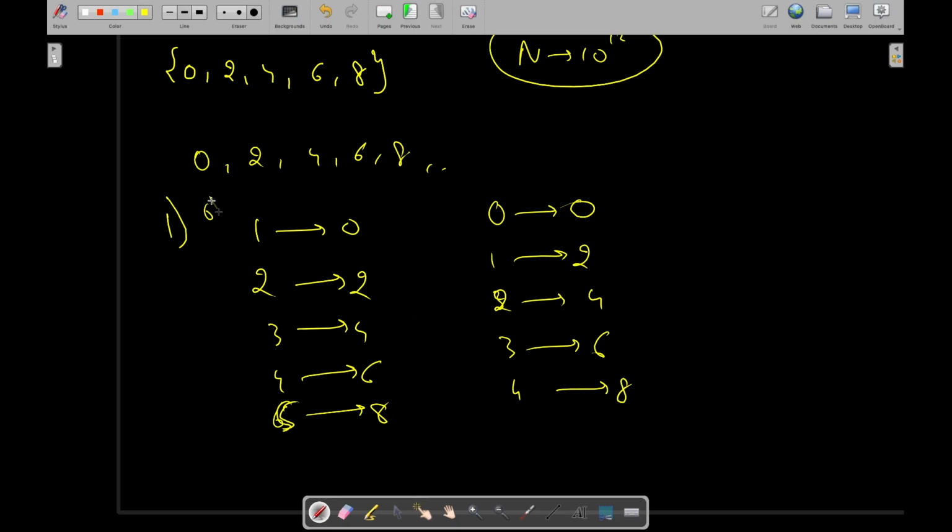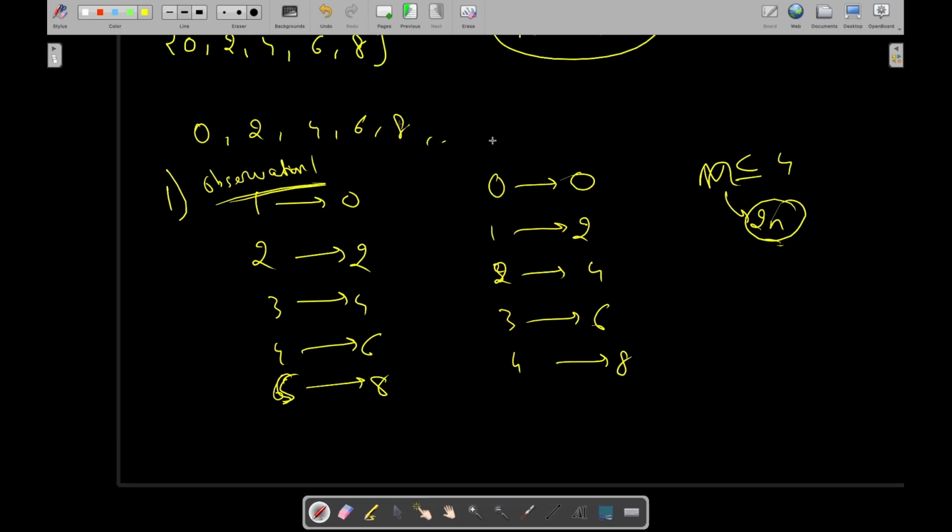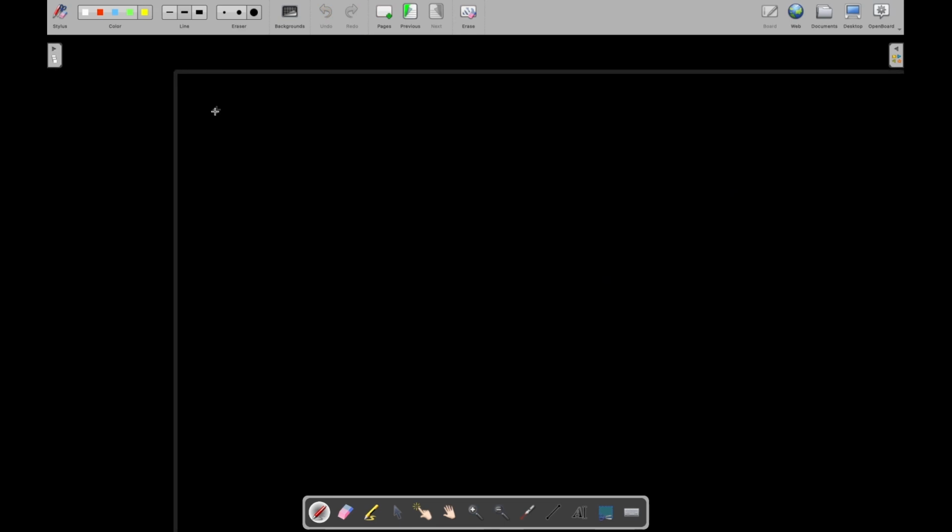So that was my observation 1. If my counting is starting from 0, then I can say that if my n is less than or equal to 4, my answer is simply 2n. Now let's try to make a few more observations. My series was going 0, 2, 4, 6, 8, and then I was getting 20. So this was my 0th term, 1, 2, 3, 4, and the fifth term was 20.